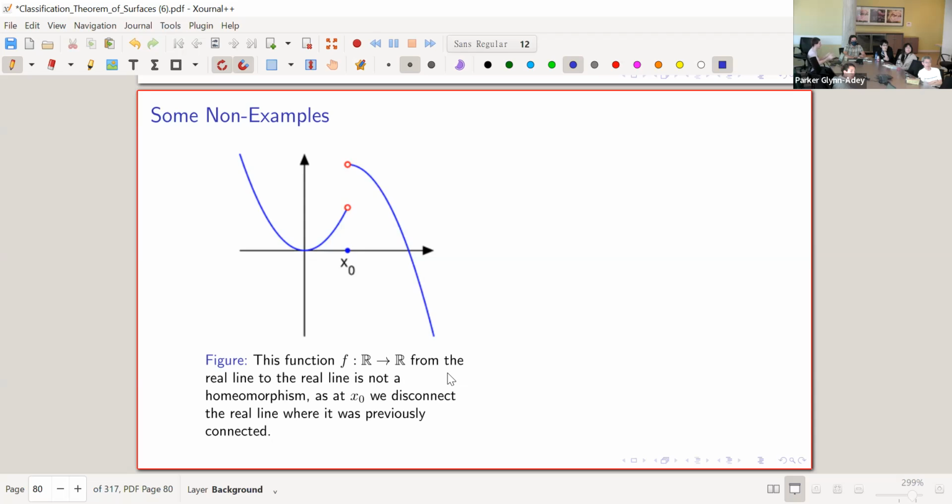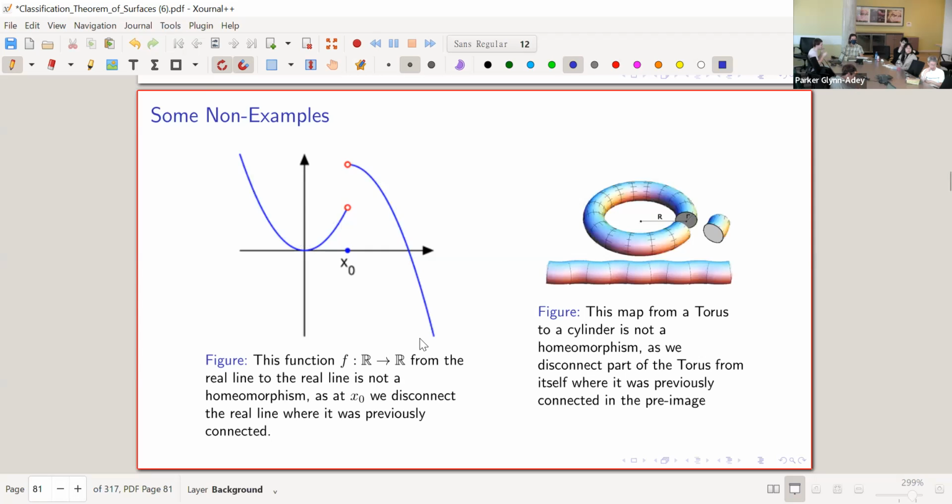So this would be an example of a non-homeomorphism between the real line and the real line, because we took the real line, which was connected, and then in the image, we tore it apart. So now it's broken into two pieces. So this piece and this piece. So we didn't really preserve the topology of the real line. We broke it apart. So we would say this is not a homeomorphism. And as well, if we took the torus and we took a piece out and then we expanded it into a cylinder, this would also not be a homeomorphism, because in the image, it's not connected in the same way it was in the pre-image.